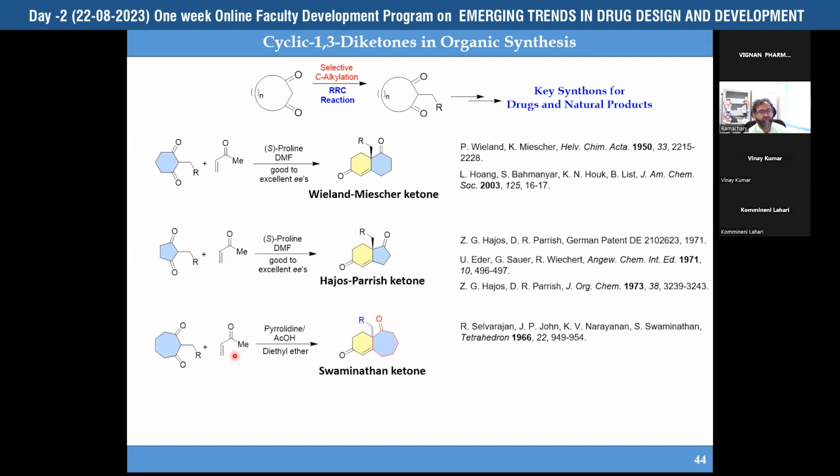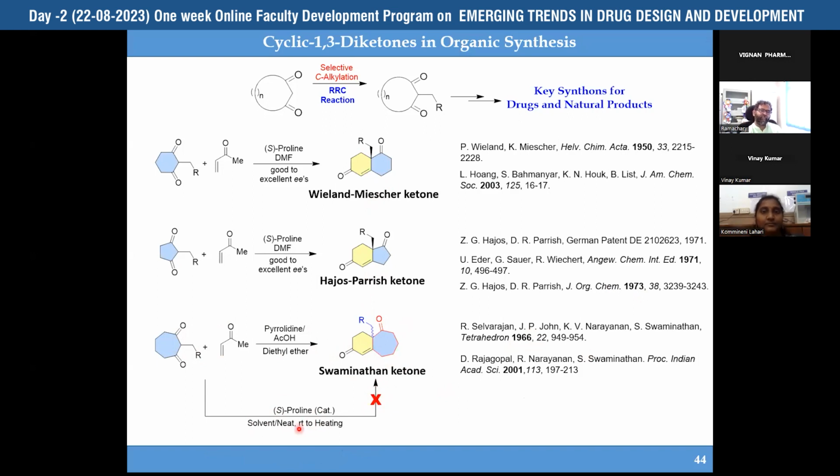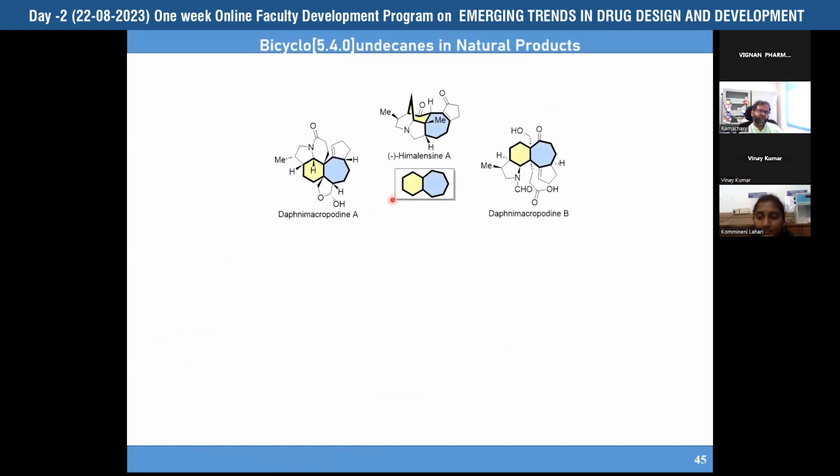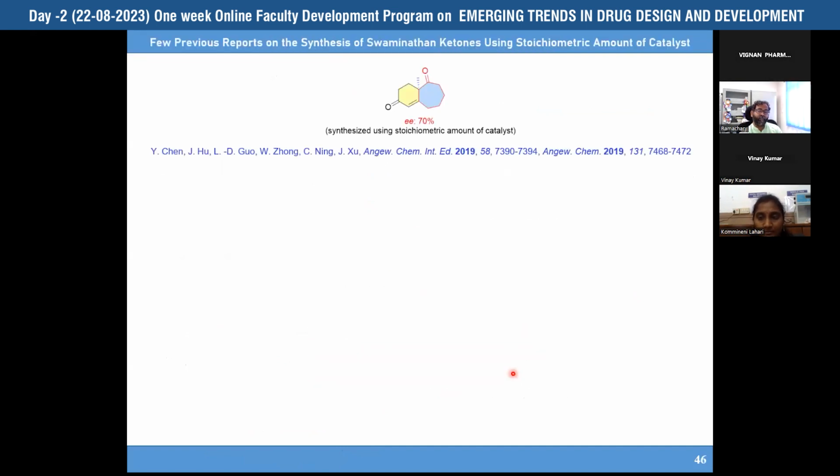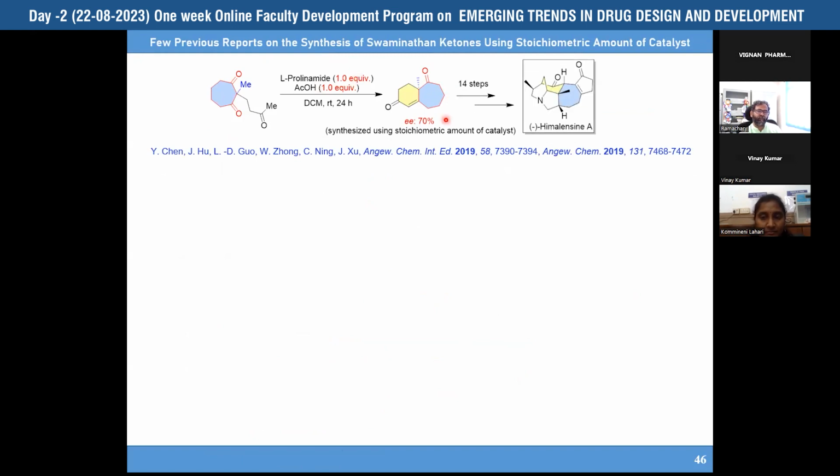But applications are plenty. More than 450 natural alkaloids can be made this way. These alkaloids can be obtained from this, and up to now there are no reports of a catalytic asymmetric methodology, and there is high demand. When you look in the literature at this substrate, you take prolinamide at 1 equivalent, not catalytic, and then you are able to get 70% ee. Then they went on to make this natural product.